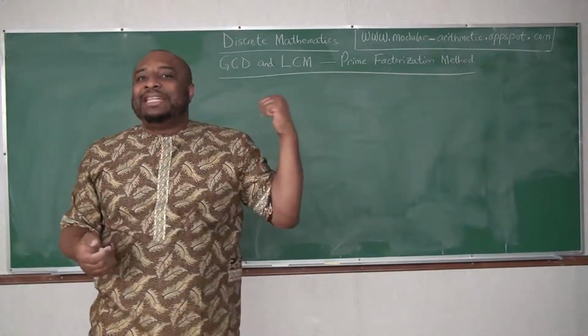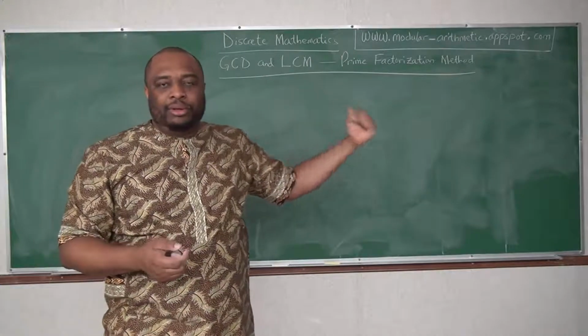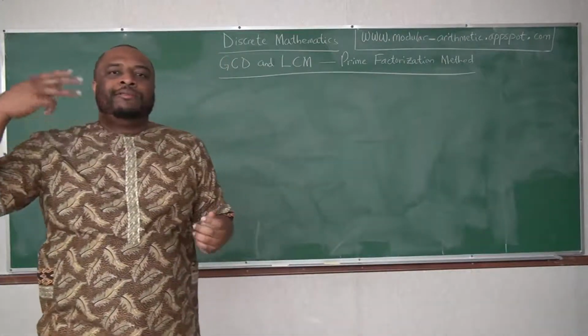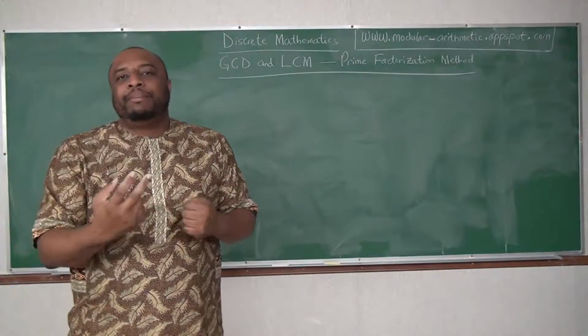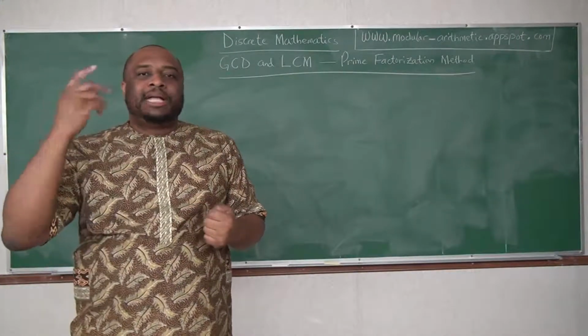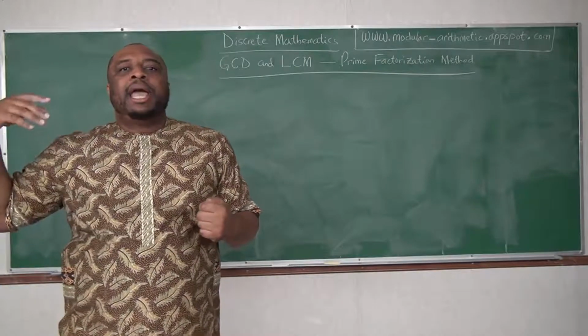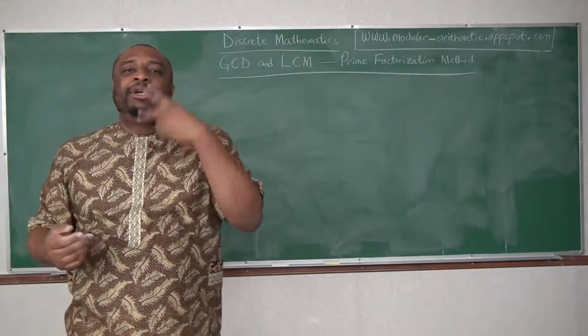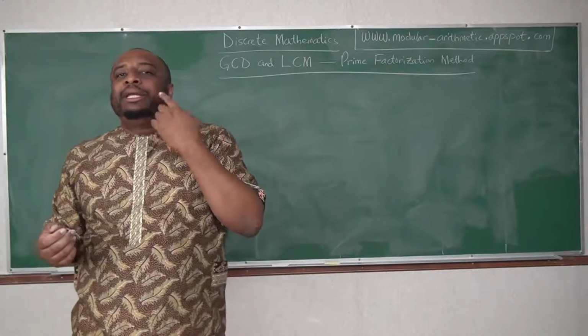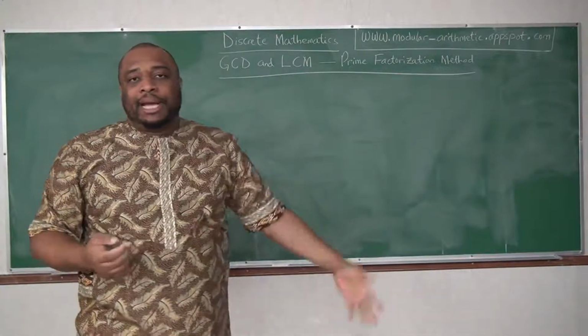Now, why do I also like this? You can use it to find the GCD of an array, like of more than 2 numbers. If you have 3 numbers, 4 numbers, 5 numbers, and you want to find the GCD, it mustn't be only 2 numbers. This method you can use, and it works well.